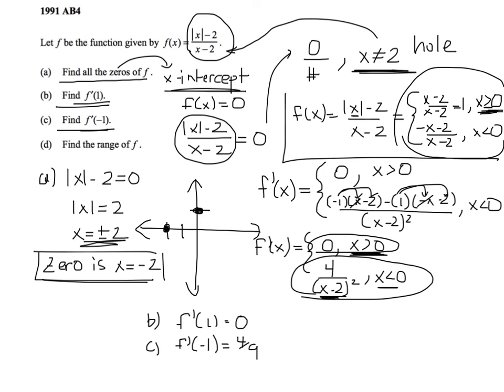So the right half looks like this. And then the left half is a rational function. And we know it crosses at... sorry about that, my kid came in.